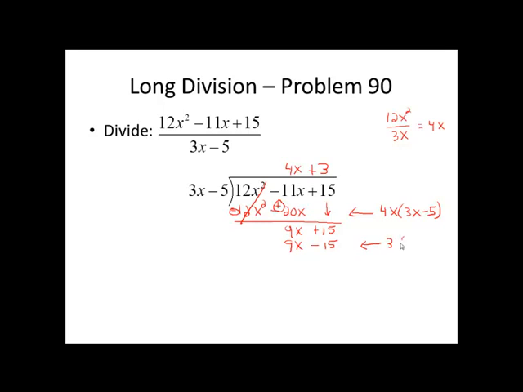So again, that's 3 times 3x minus 5. To subtract, I change the signs and combine like terms. And I'm left with a remainder of 30. The way that we write our remainder, it's positive, so I'm going to write plus. The remainder in the numerator, the divisor 3x minus 5 in the denominator. And here's my quotient.